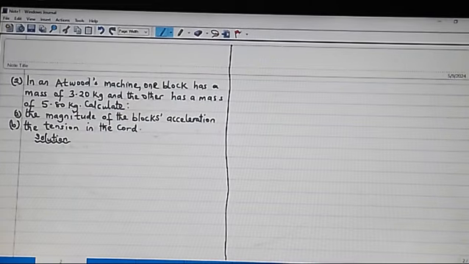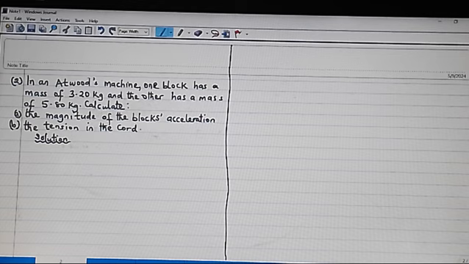So we have a second example here. In an Atwood machine, one block has a mass of 3.20 kg and the other has a mass of 5.80 kg. The question now is we should calculate the magnitude of the block's acceleration and the tension in the cord. We'll just draw a simple diagram to illustrate the information and get a solution out of that.